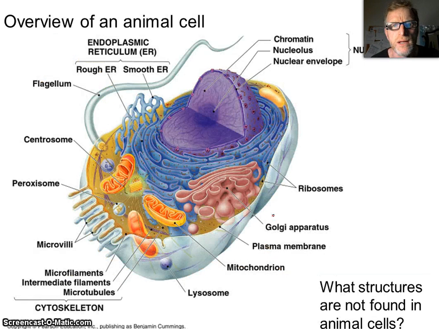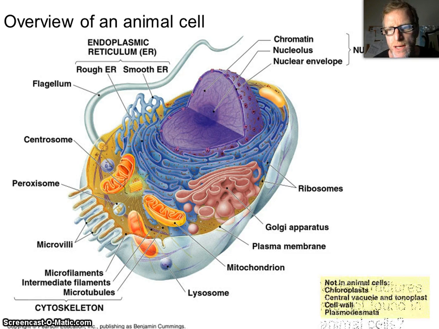Okay, let's look at an animal cell. So we have an animal cell here. You can see it's got ribosomes. It's got all these membrane-bound structures, making it a eukaryote. But what do you not see in an animal cell that you would see in a plant cell, say? Well, it's not green, so it obviously lacks chloroplasts. It doesn't have cell walls, so obviously animal cells lack a cell wall.